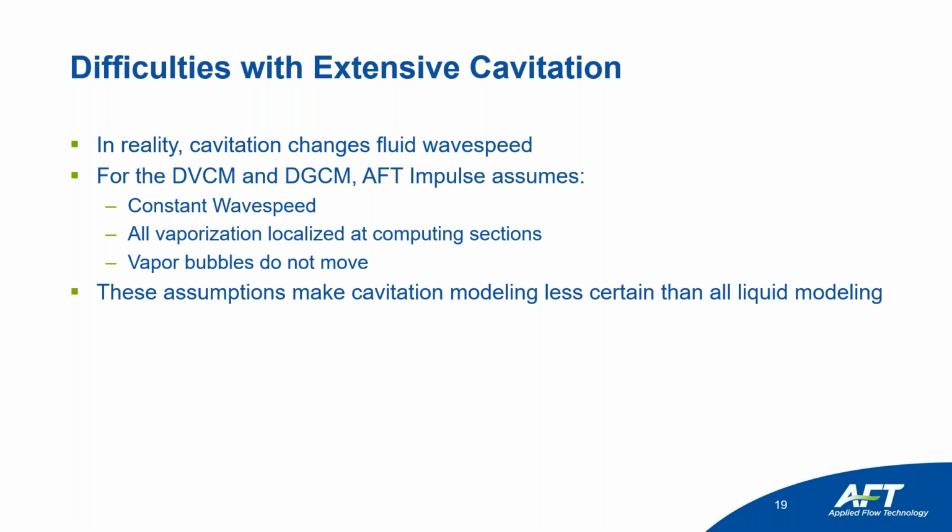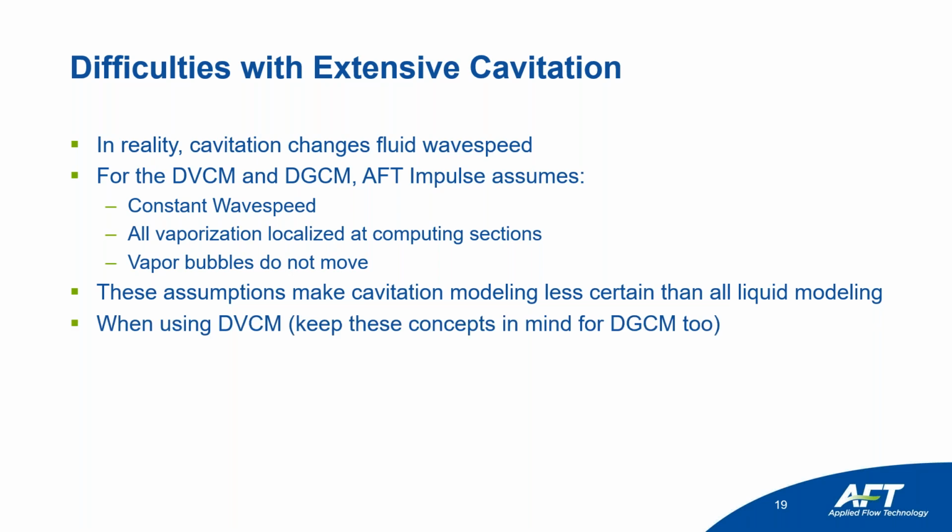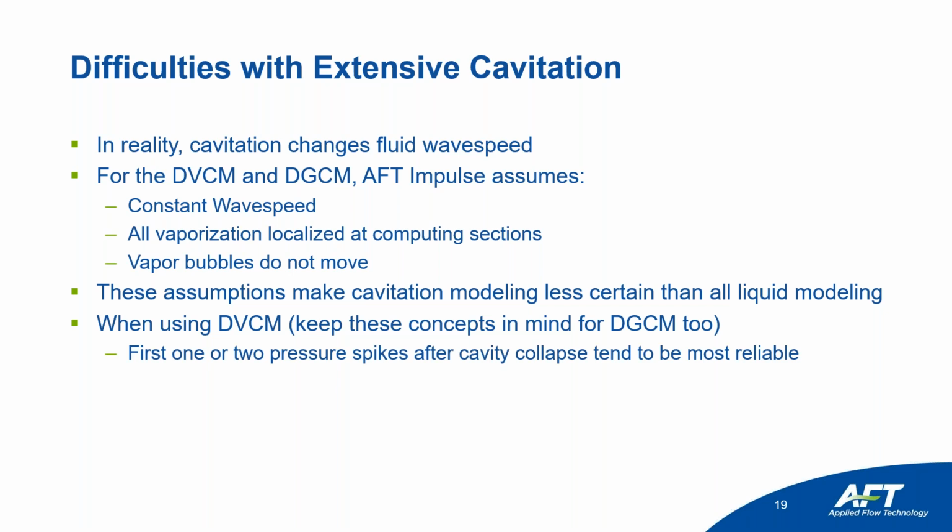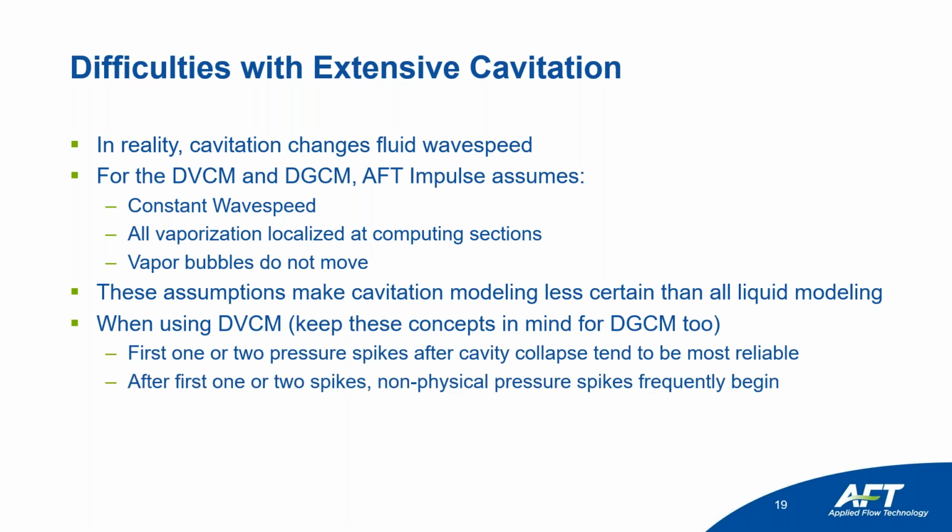As you saw in that 2-second closure case, the results were exactly right on. Because there's no cavitation, it was a lot easier to predict what the actual phenomenon will be. When using the discrete vapor cavity model, these are important concepts to keep in mind. Also keep them in mind for the gas cavity model as well. The first 1 or 2 or maybe 3 pressure spikes after cavity collapse are going to be the most reliable. After you start to cavitate more and more and you have more and more pressure spikes, that's when you start to see the non-realistic, chaotic behavior start to happen.